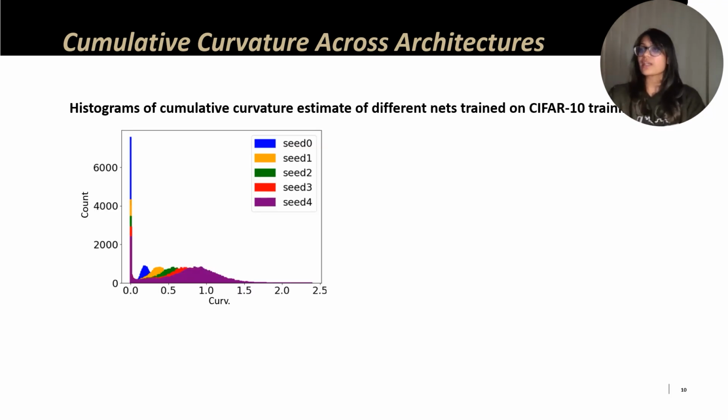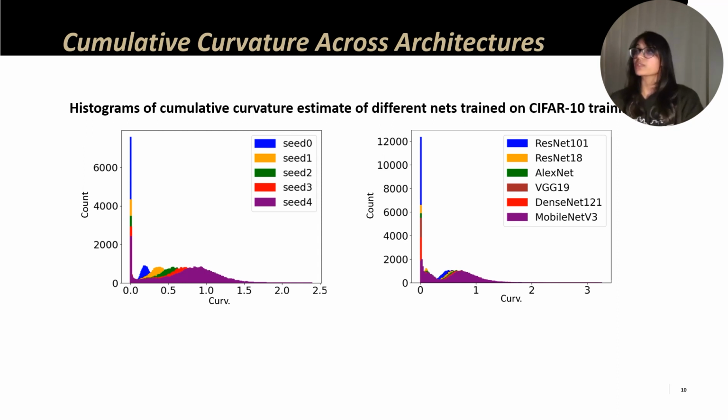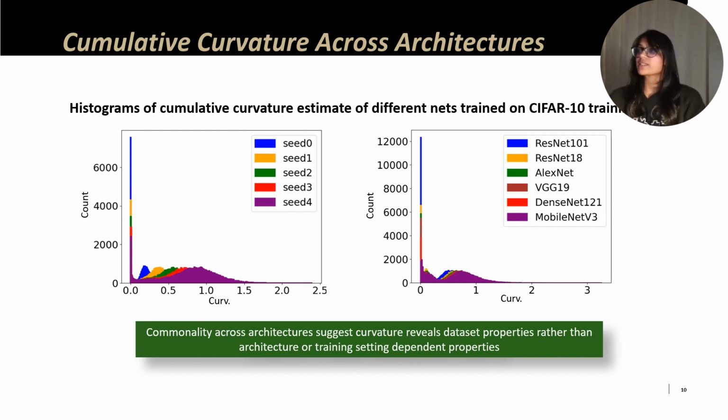On the left, we are showing the results for accumulating over different seeds of ResNet 18, and on the right, we're showing the results for accumulating over different architectures. As we can see from the purple curves, in both cases, we still have a concentration of 2,000 plus samples with very low curvature that are common across all the seeds or architectures. This commonality suggests that curvature is revealing dataset properties rather than architecture or training setting dependent properties.